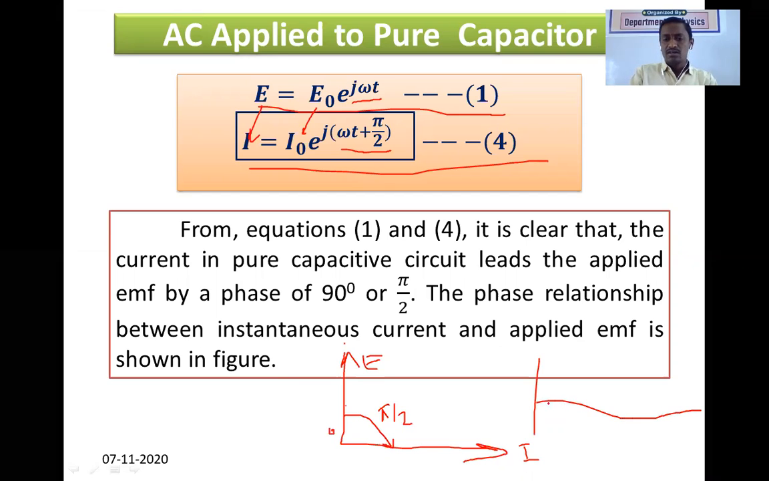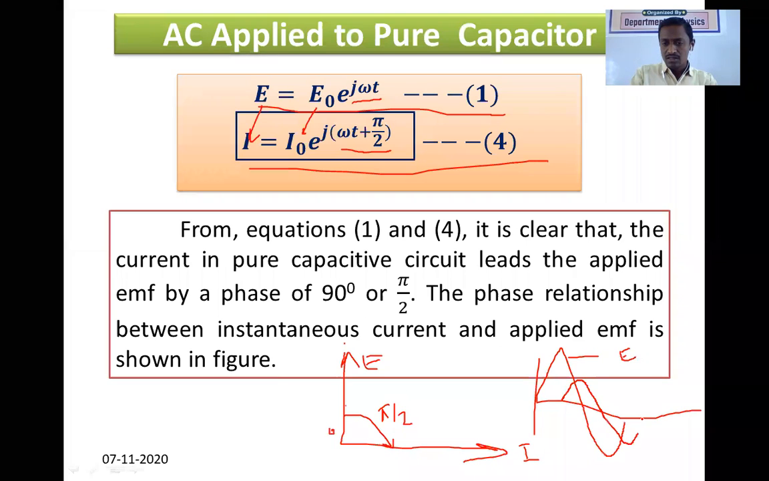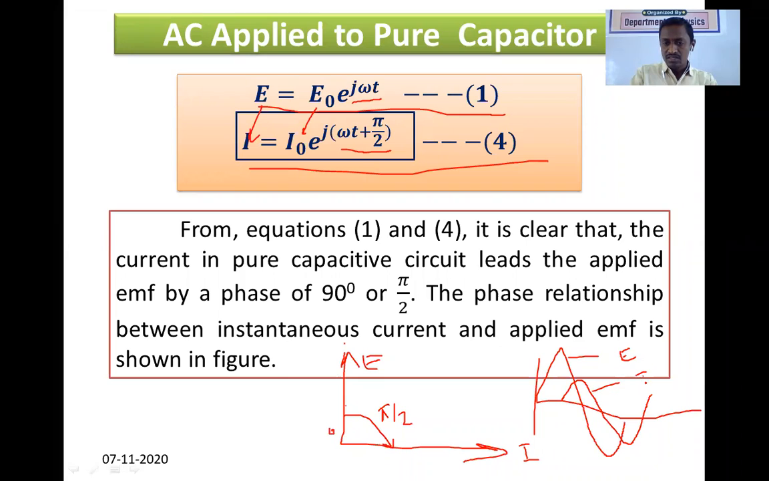Also, we can show the phase relationship like this. Suppose it is our waveform for the AC voltage, denoted by E. Then the waveform for the AC current will be like this, denoted by I. Here is the phase difference between them. So the AC voltage starts from 0 phase, whereas the AC current starts from a phase of pi by 2.